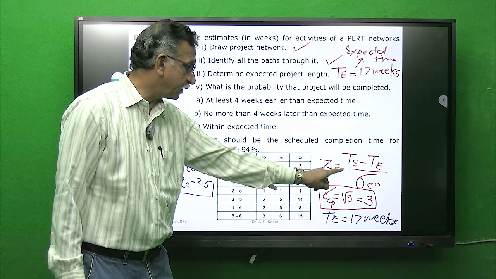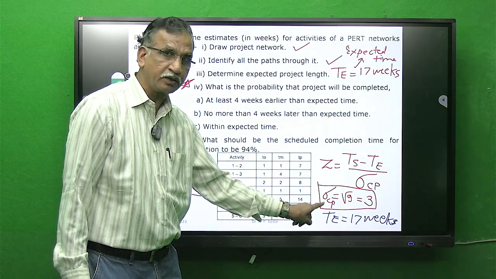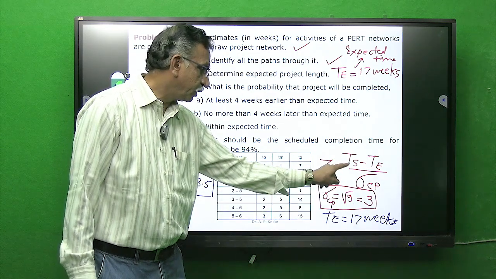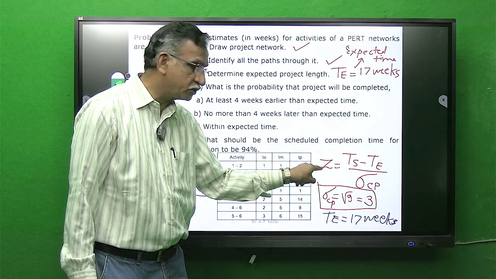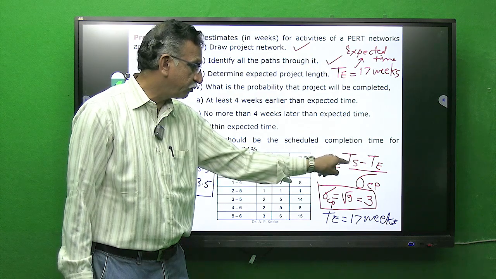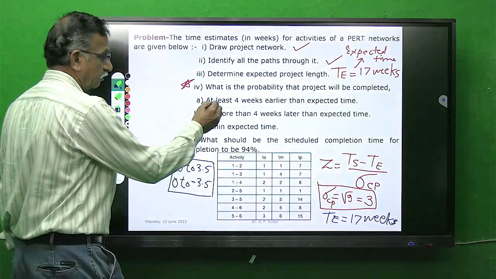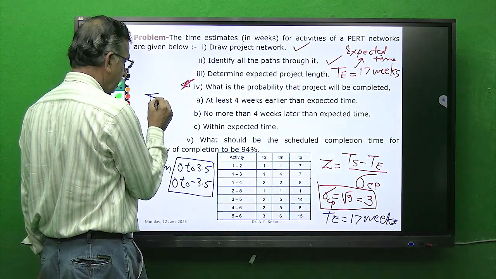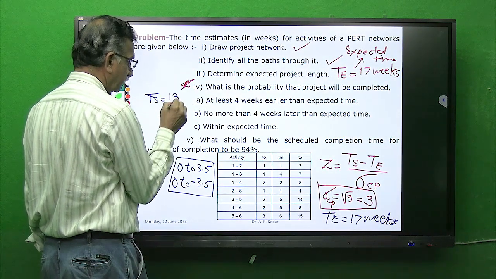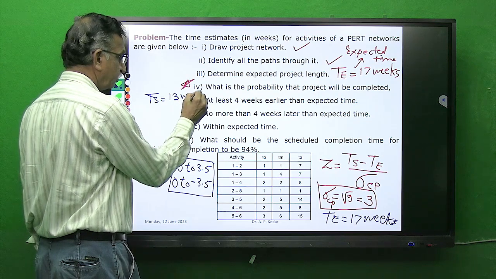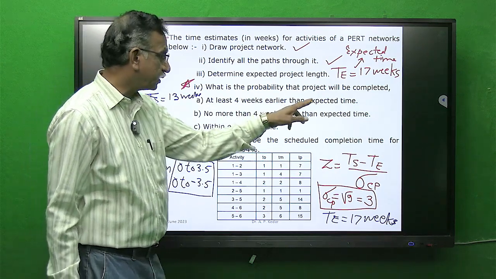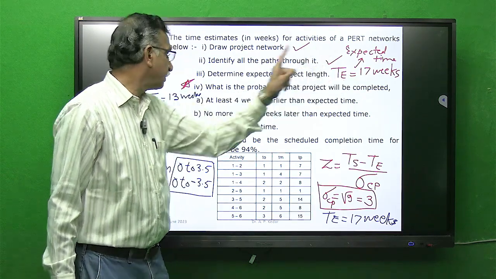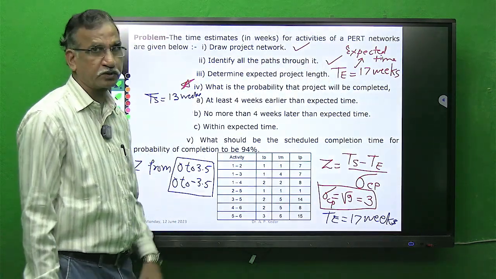The methodology is that we have evaluated sigma critical path 3, expected time 19. Now we have to find this Z. For finding Z, TS. Now here for this case, 4 weeks earlier than expected time, the TS value is 13 weeks. How did this 13 weeks come? Earlier than expected time. Expected time we have evaluated 17 weeks. 17 minus 4 is 13 weeks.